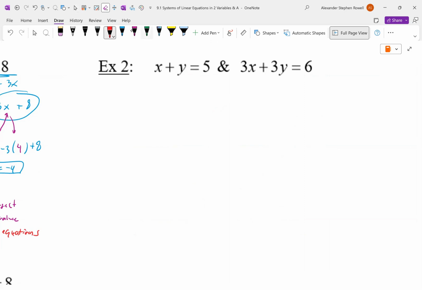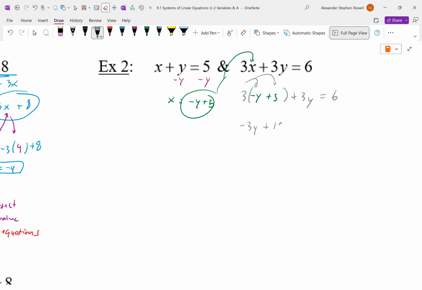So if we get x by itself, let's subtract y from both sides. x is equal to negative y plus 5, and let's plug this into the other equation. That gives us 3 times x plus 3 times y is equal to 6, and we'll plug in negative y plus 5. After we distribute, we get negative 3y plus 15 plus 3y is equal to 6. The 3y's cancel. 15 is equal to 6.